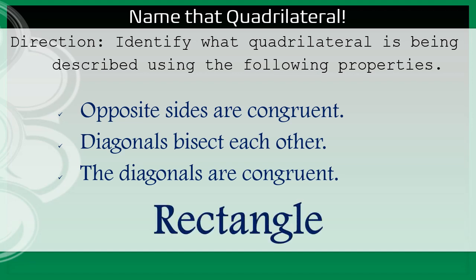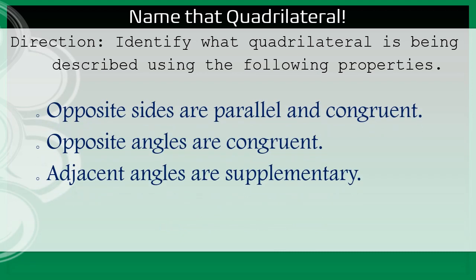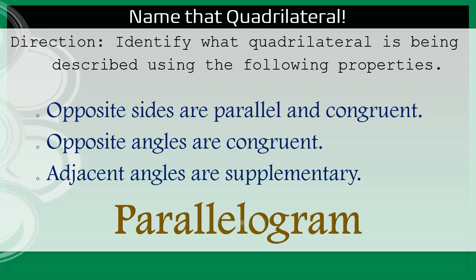rectangle. And lastly, in general form or in general idea, what do you call this quadrilateral? Opposite sides are parallel and congruent, opposite angles are congruent, adjacent angles are supplementary. So in general, this is called a parallelogram.